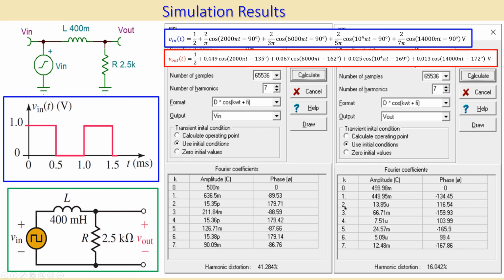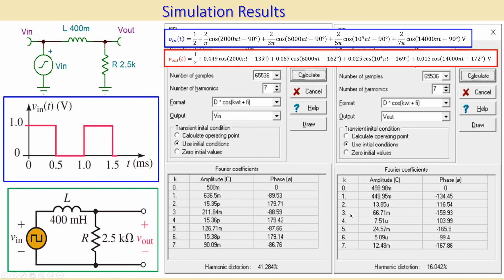Now the next one, again the second, the fourth and the sixth harmonic are very small. It's approximately 30.9 microvolts, 7.51 microvolts for the fourth harmonic, and for the sixth harmonic it is very close to 5.1 microvolts. So all of them can be considered actually as zero.